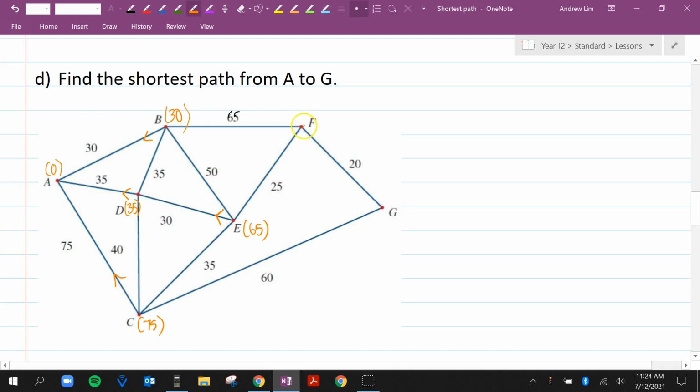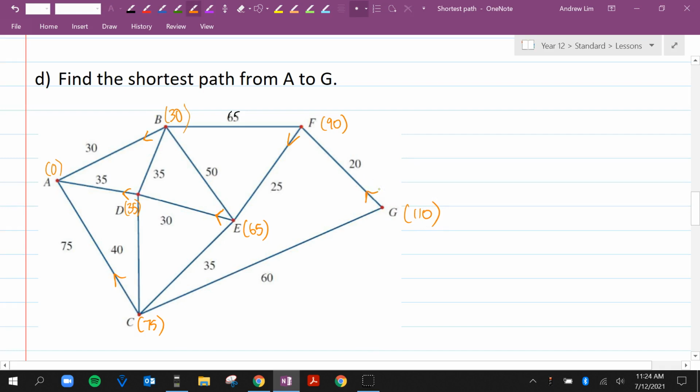Alright, F. 30 plus 65 is 95. 65 plus 25 is 90. So the smallest one is 90. And we got it from the 25 edge. Alright, G, two edges. 90 plus 20 is 110. 75 plus 60 is 135. So the smallest is 110. And we got it from the 20.